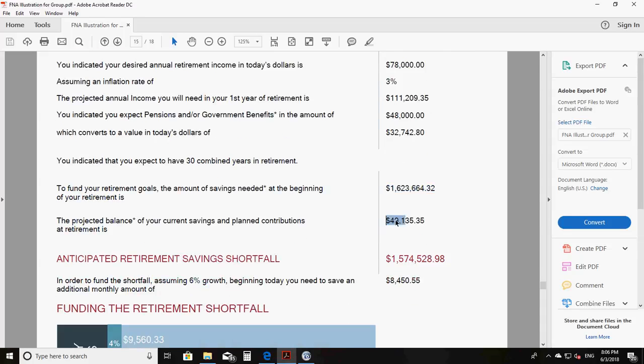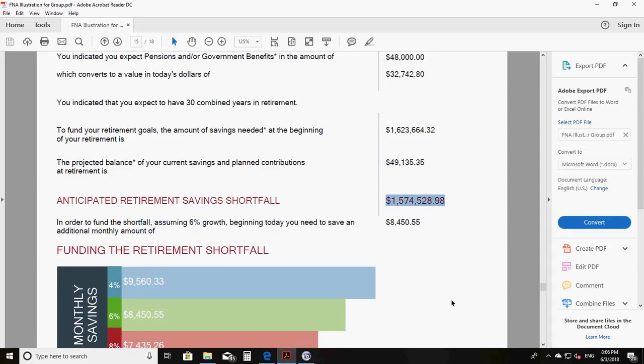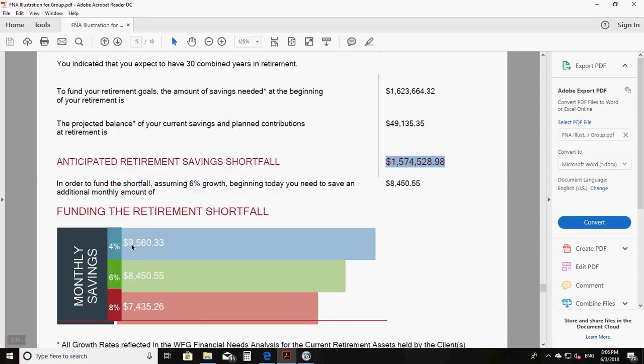Now, the projected balance of their current savings and plan contributions is less than $50,000. So we don't have much here as of right now. What we have to look at is the net anticipated retirement savings shortfall, $1.574 million. Now we show the client, if you earn a 4, 6, or 8% rate of return, what do you need to save monthly to reach that goal? And always remember, this software always assumes a pre-retirement growth rate of 6%.